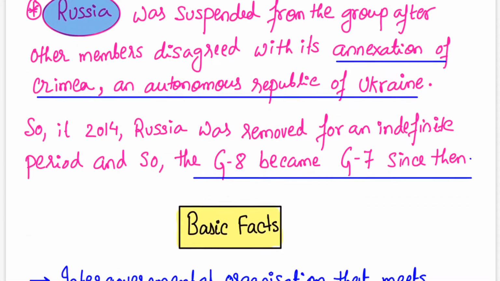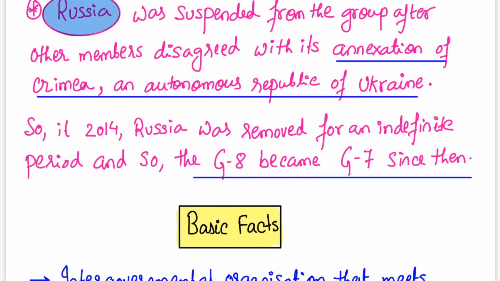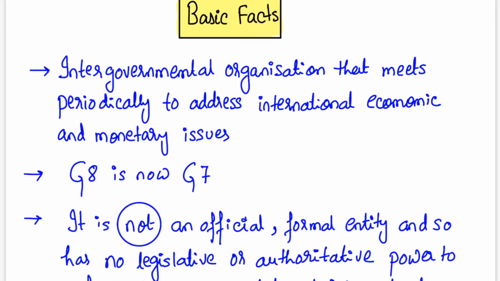Russia was suspended from the group after other members disagreed with its annexation of Crimea, which is an autonomous republic of Ukraine. In 2014 Russia was removed for an indefinite period, and so G8 became G7 since then. Donald Trump and Emmanuel Macron are working hard and pleading to the international community to take Russia back into this group. But in 2017, Russia formally announced that it is not a part of G8 anymore, and that is why the G8 is now known as the G7.